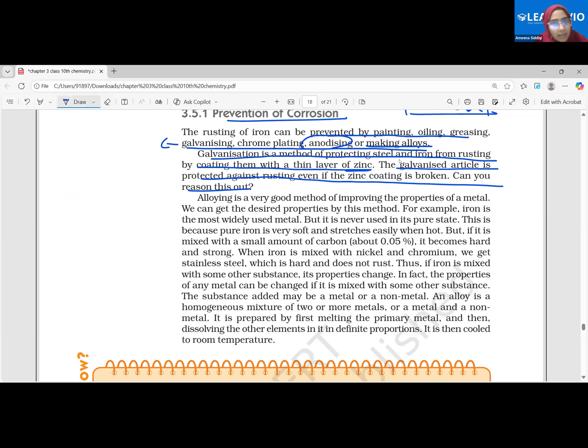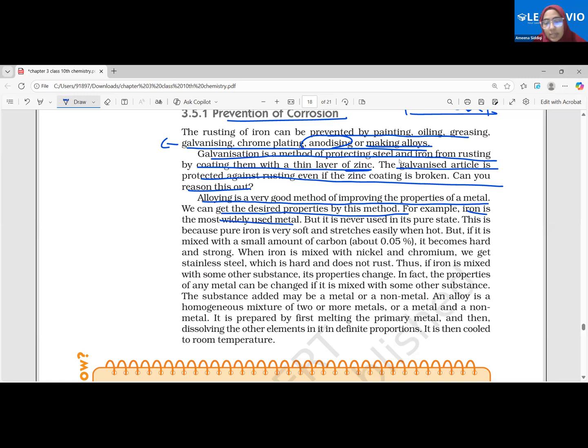Alloying is a very good method of improving the properties of a metal. What is an alloy? An alloy is a homogeneous mixture of either two metals, or a metal and a non-metal. Whatever we have, more than two metals, whatever. Why do we do this? Because we can get the desired properties by this method.